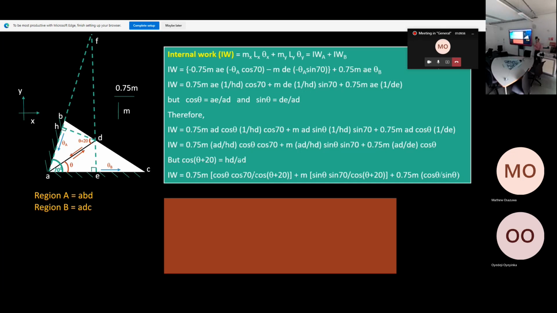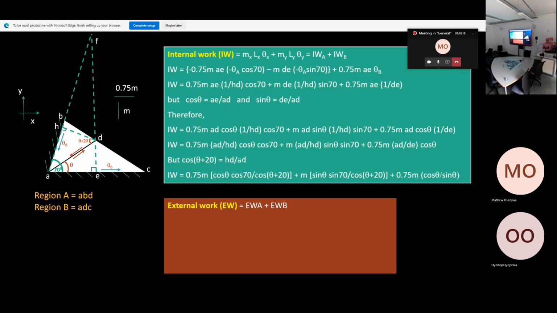You need to know your trigonometry. The good thing is that if you get an example like this in the exam, you've got access to the internet, so you can look at the equations for trigonometry. Basically, let's leave it as it is for now. Let's do the internal work first.